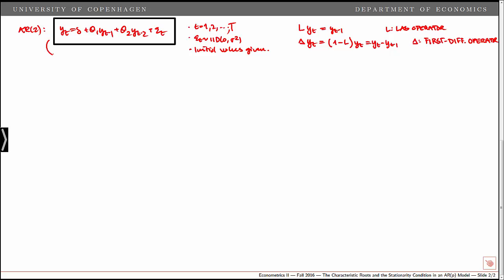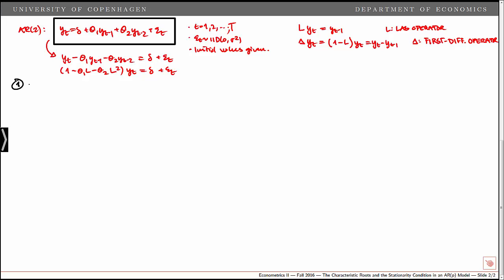We can use the lag operator to rewrite our model for y_t. We rewrite all the y_t terms on the left hand side like this, and that's just equal to the constant plus epsilon_t. Now we use the lag operator, and we can write this as 1 minus theta_1 L minus theta_2 L squared multiplied by y_t, which is then again the constant plus epsilon_t.